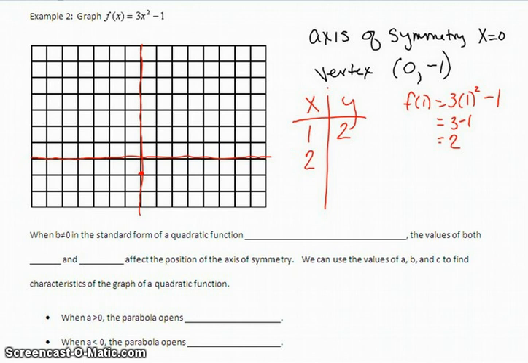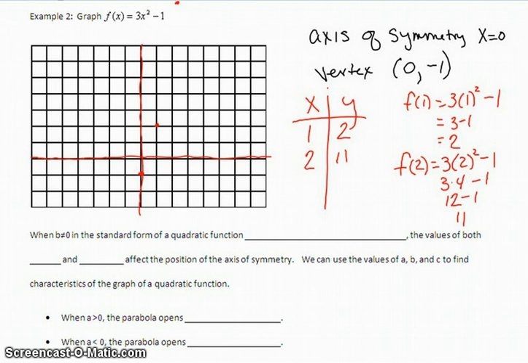Then let's just go ahead and pick 2. So I'm going to have f of 2 equals 3 times 2 squared minus 1, 3 times 4 minus 1, 11. Graphing my points, (1, 2) and then (2, 11). 1, 2, 3, 4, 5, 6, 7, 8, 9, 10, 11. We'll put it way up here.